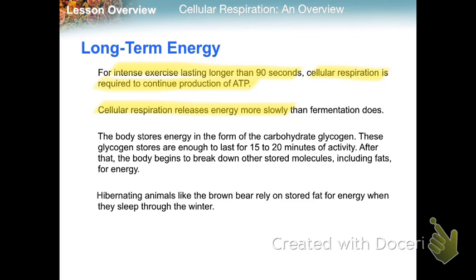The body stores energy in the form of the carbohydrate glycogen. Glycogen stores are enough to last for 15 to 20 minutes. After that, the body begins to break down other stored molecules like fats for energy. So if a person wants to lose weight and break into that fat supply, they need to exercise for longer than 15 or 20 minutes. Animals that hibernate, like the bear, rely on that stored fat for energy when they sleep through the winter.